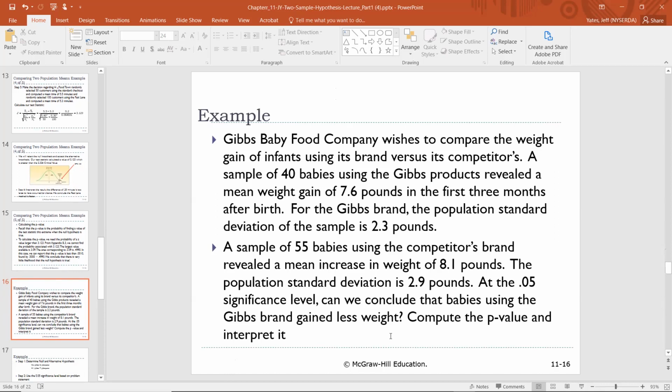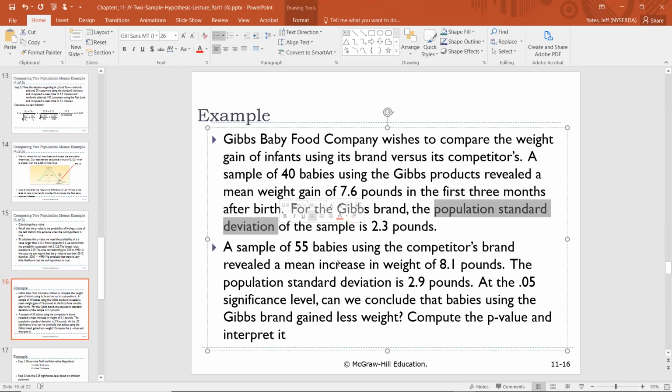Another example. The Gibbs Baby Food Company wishes to compare the weight gain of infants using its brand of baby food versus its competitors. A sample of 40 babies using the Gibbs product revealed a mean weight gain of 7.6 pounds in the first 3 months after birth. For the Gibbs brand, the population standard deviation is 2.3 pounds, so we've got the population standard deviation known. Then a sample of 55 babies using the competitor's brand revealed a mean increase in weight of 8.1 pounds. The population standard deviation of that competitor's brand is 2.9 pounds. At the 0.05 significance level, can we conclude that the babies using the Gibbs brand gained less weight?